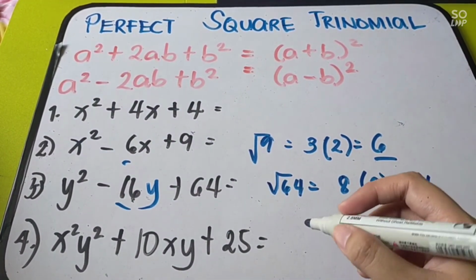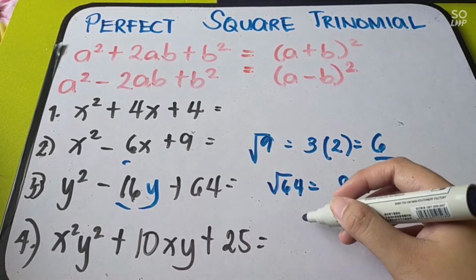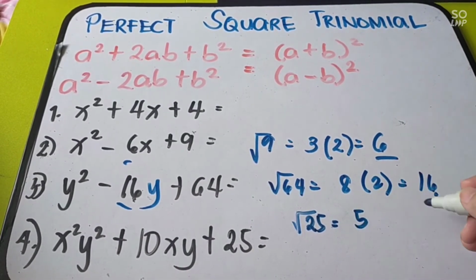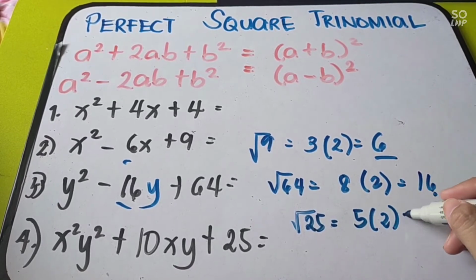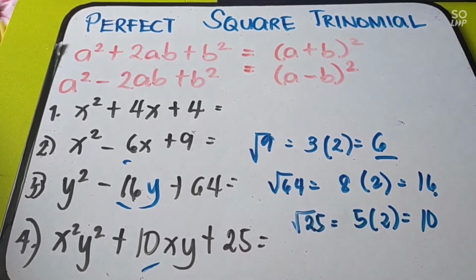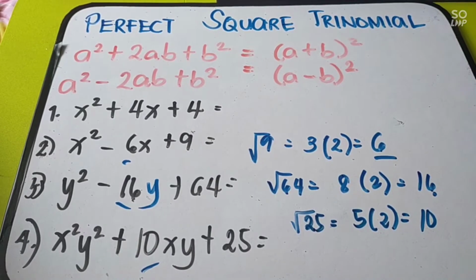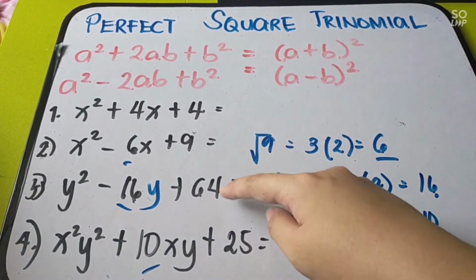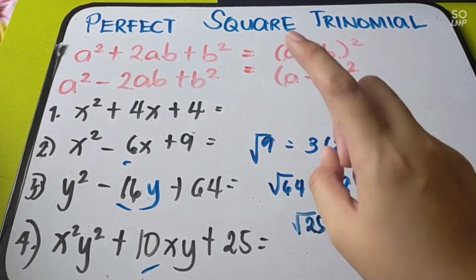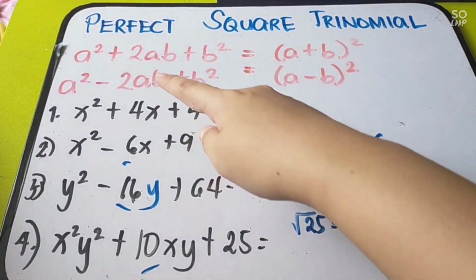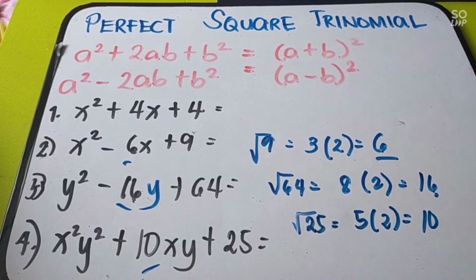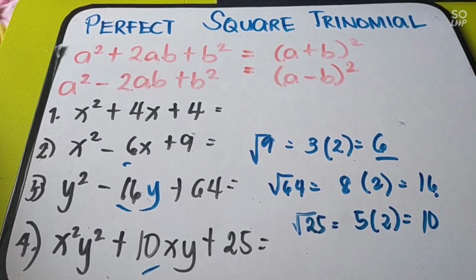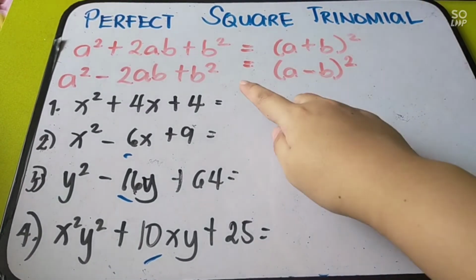Next tayo, we have here, this one. The square root of 25 is 5. If you multiply 5 to 2, the answer is 10. Tama ba? So, ganun siya. So, kailangan, whatever the square root of your last number is, then you multiply it by 2, what comes out should be the middle term. So, ang gagamitin mo ay perfect square trinomial. Did you get it?